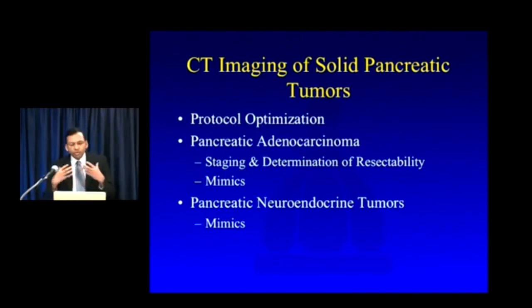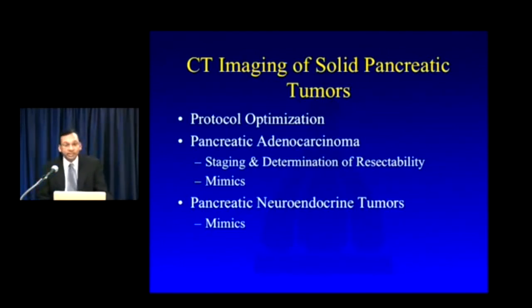But we're going to spend most of this lecture really going into two major types of pancreatic masses that I think come up most often in clinical practice. We'll start by talking about pancreatic adenocarcinoma, which I think is probably the most important and something you all should be familiar with in your day-to-day practices. And then we'll talk about pancreatic neuroendocrine tumors, the prototypical hypervascular pancreatic mass.